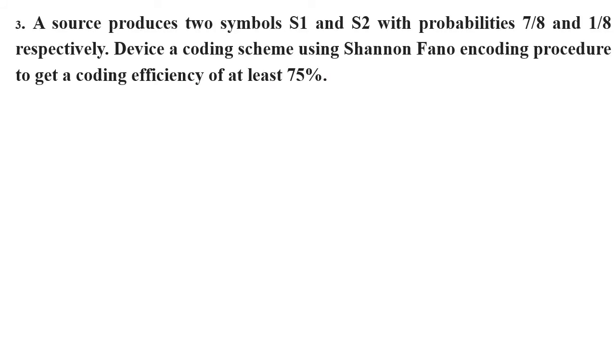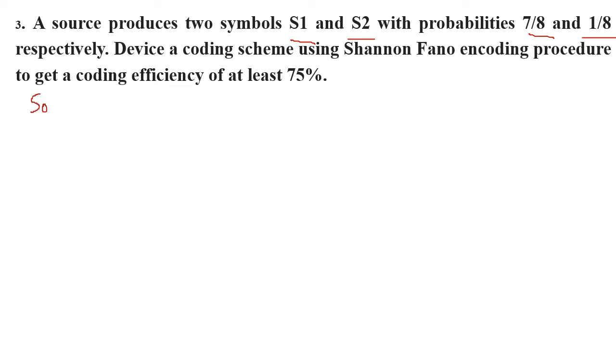Next question. A source produces two symbols S1 and S2 with probabilities 7 by 8 and 1 by 8 respectively. Devise a coding scheme using the Shannon-Fano encoding procedure to get a coding efficiency of at least 75%.